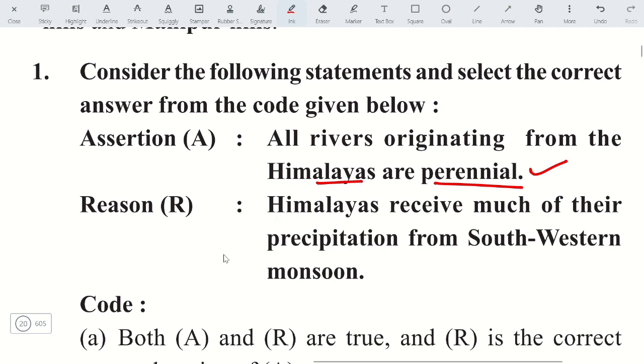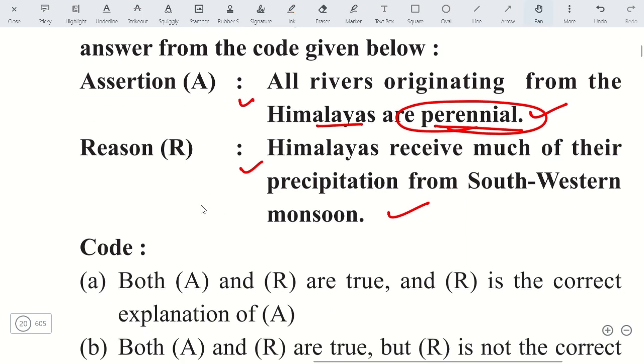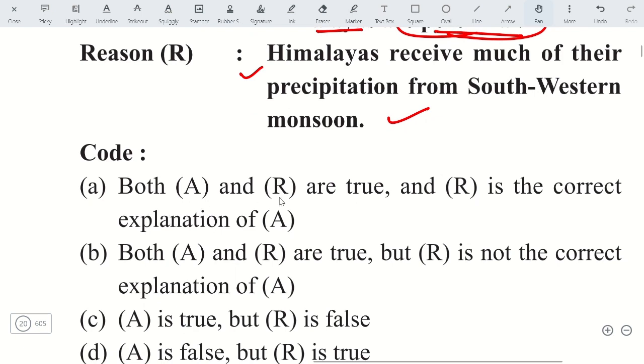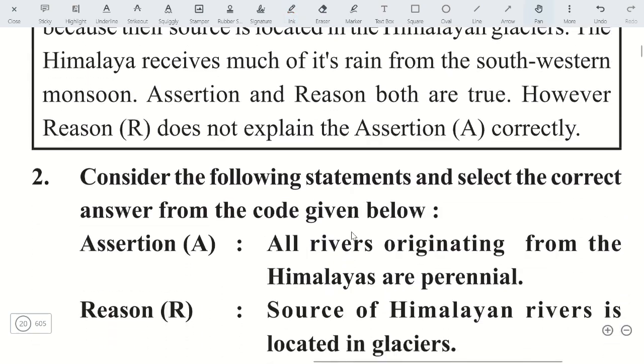Reason: Himalayan rivers receive much of their precipitation from the southwestern monsoon. It is true, but not the explanation of being a perennial river, because Himalayan rivers are perennial because of glaciers. They receive their water from the melting of glaciers. Both statements are true, but R is not the explanation of A. The option will be B. Let's move on to the next question.